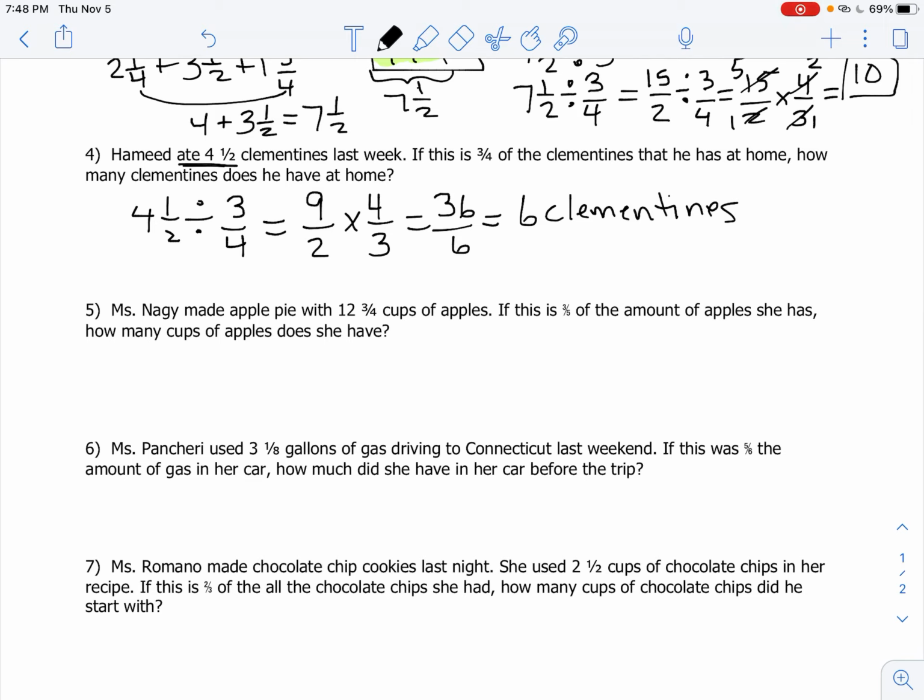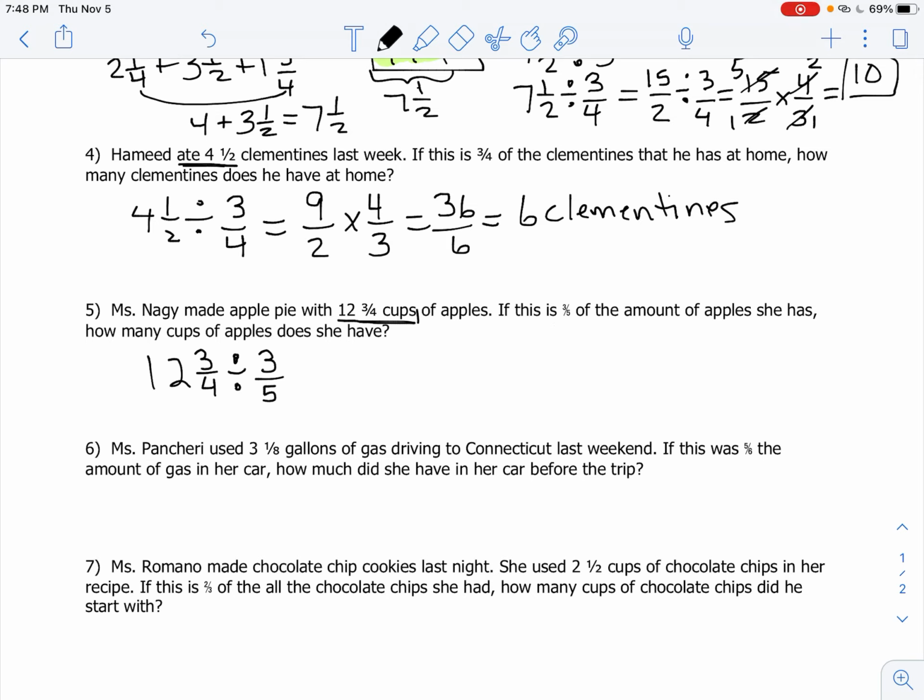Number 5, Miss Nagy made apple pie with 12 3/4 cups of apples. If this is 3/5 of the amount of apples she has, how many cups of apple does she have? So we're going to start with the actual amount, 12 3/4 cups, and we're going to divide that by what portion it represents, the 3/5. That's always how it goes. Whatever fraction or mixed number goes with the units, that's the number we're starting with, and the part that it represents is always what we divide by.